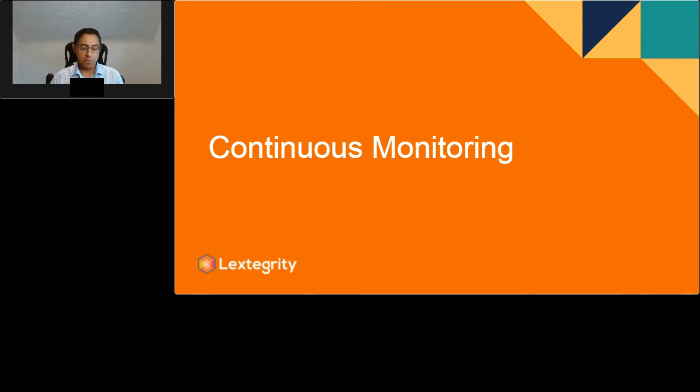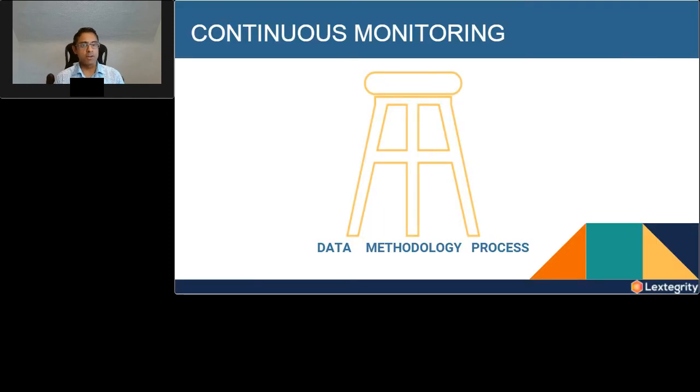From our perspective, we want to spend a little time detailing what we think continuous monitoring looks like, at least for us, and what it could look like for you. Continuous monitoring really has three core elements. We think about it like a stool with three legs: data, a methodology, and a process. We're going to cover each of those in some significant detail for the next few minutes.